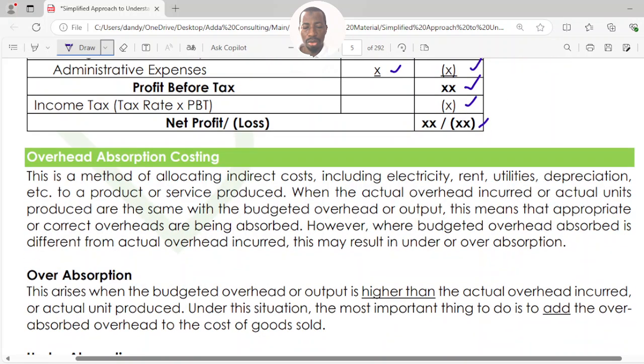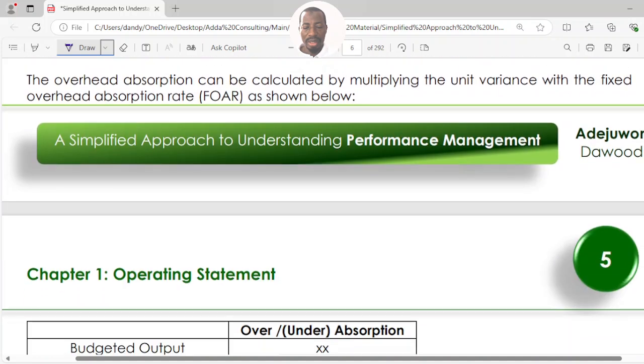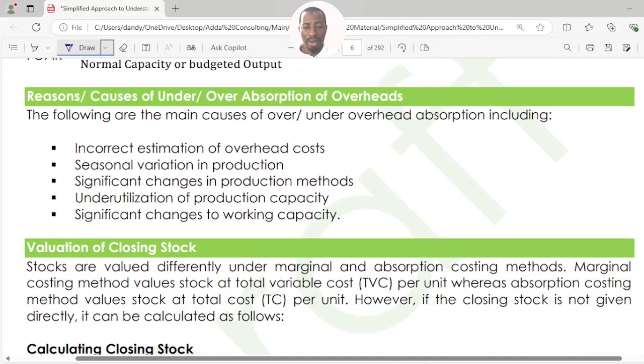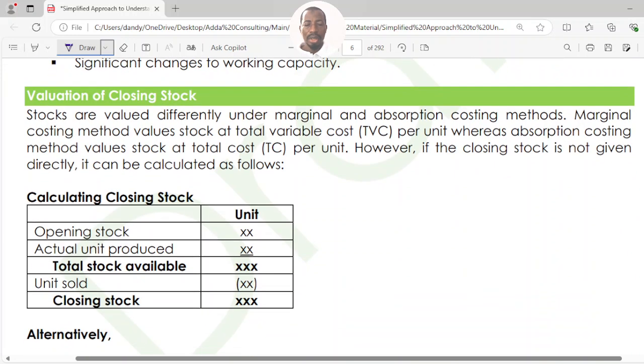The next thing we need to do, like I promised, is to talk about how to value closing stock and how to calculate it. Like I told you, the way you value closing stock under the marginal and absorption costing approaches is different. For the marginal costing approach, stocks are valued at total variable cost per unit, whereas the absorption costing approach values stock at total cost per unit. If the closing stock is not given directly in the question, then it can be calculated as follows.